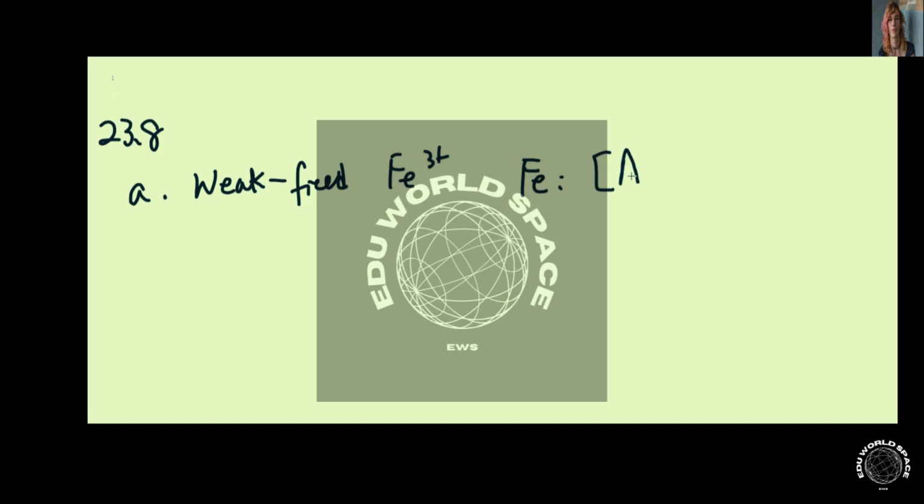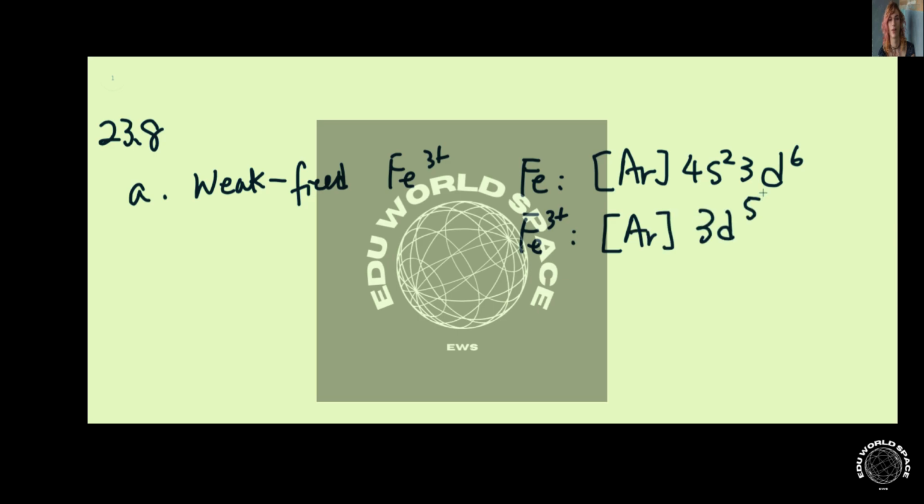will look like this: Ar 4s2 3d6. So for iron 3+, it will lose 3 electrons, from the outermost to the inner, so it will lose all the electrons from 4s. So it will remain as 3d5. Alright, so there are 5 electrons in the 3d orbitals for Fe3+.